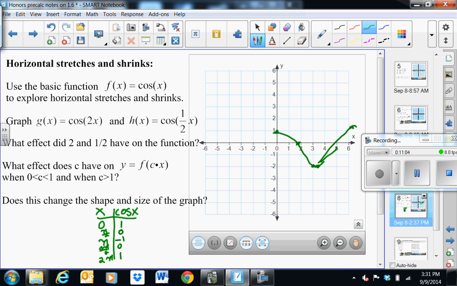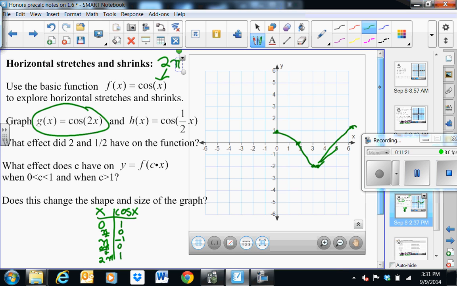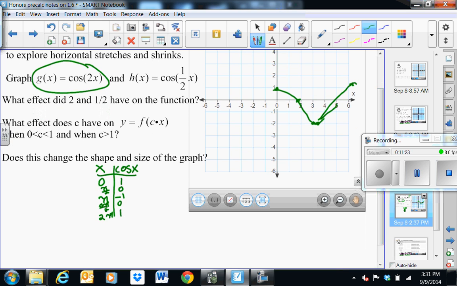Now let's look at what happens, because the period in a cosine function is represented right here. And when we just have cosine of x, we're looking at a period of 2 pi. Now let's look at what happens when we graph g of x, where we now have 2x. So we're saying basically 2x equals our period, which is 2 pi. And so now what we're getting is that x equals pi.